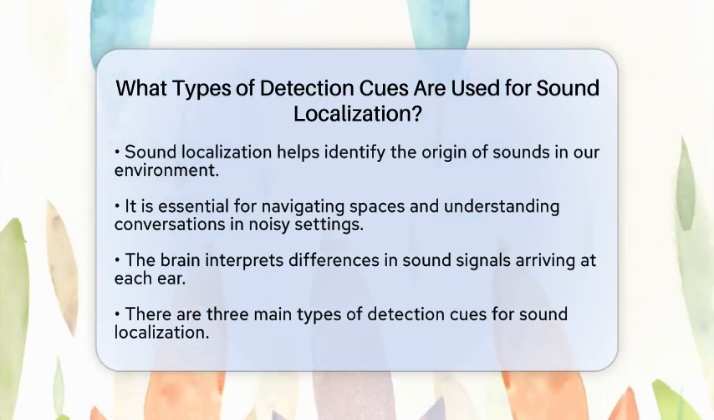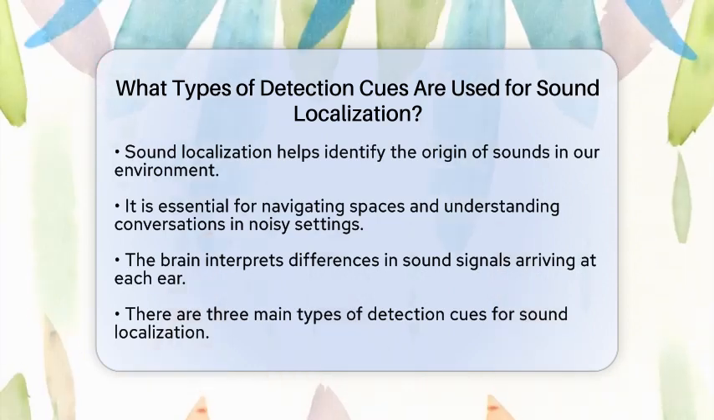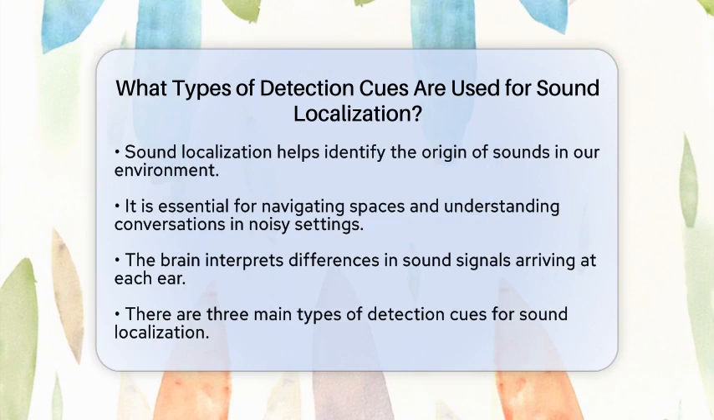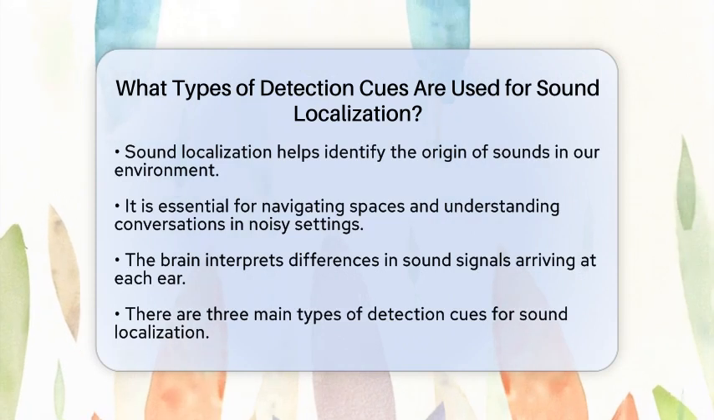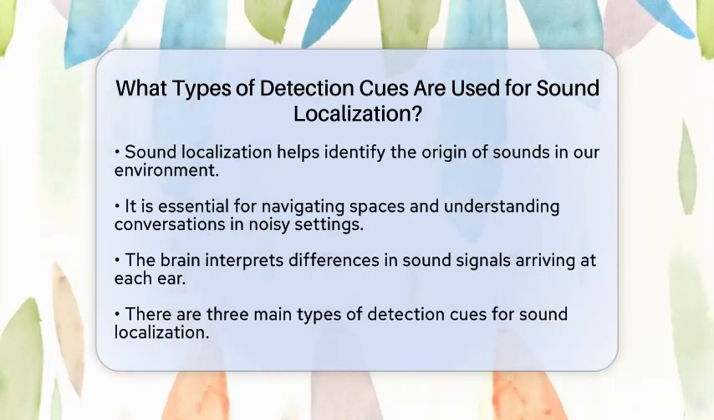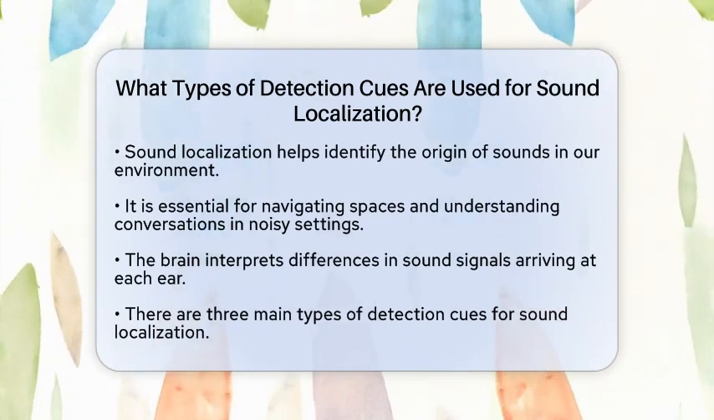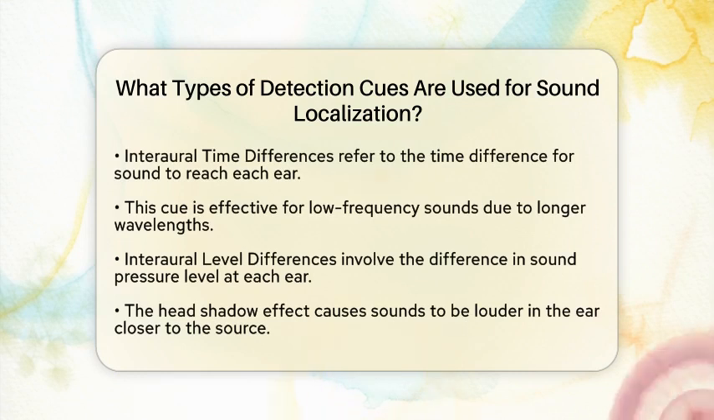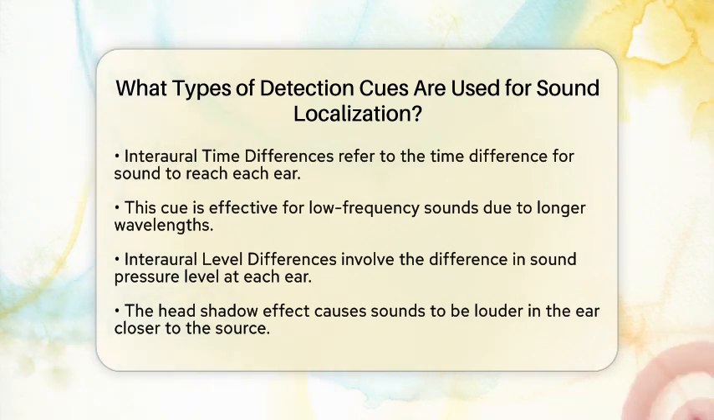The brain interprets differences in sound signals arriving at each ear, and these differences are categorized into three main types of detection cues. The first type is called interaural time differences. This cue refers to the slight difference in time it takes for a sound to reach each ear. When a sound comes from one side, it arrives at the nearer ear a fraction of a second earlier than at the farther ear. The brain detects these tiny time differences, often just a few microseconds, and uses them to figure out the direction of the sound. This cue is particularly effective for low-frequency sounds, as longer wavelengths allow for more precise timing comparisons.